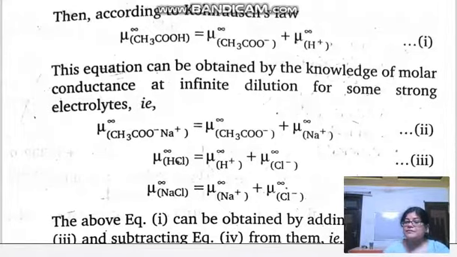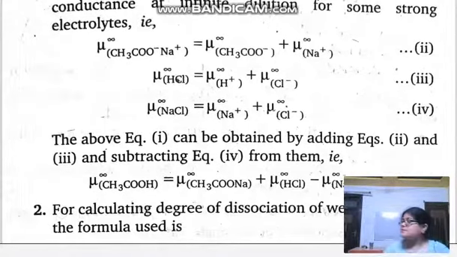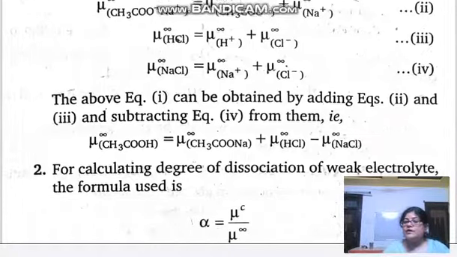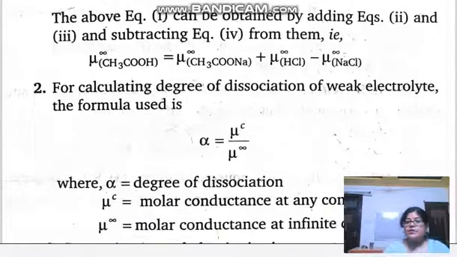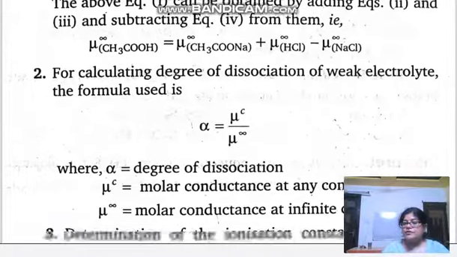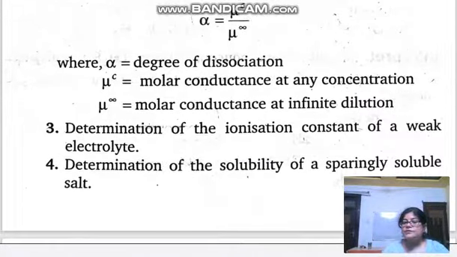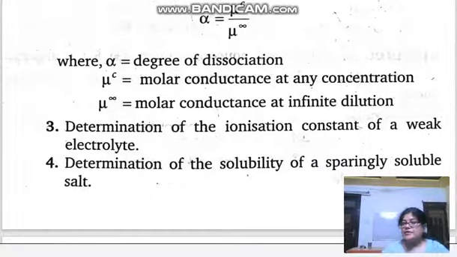Similarly, if we have HCl, we can write it as H plus and Cl minus. If we have another electrolyte NaCl, we write Na plus and Cl minus. So Kohlrausch's law tells us that the total molar conductivity is the sum of both the ions which are dissociated. Now if we have to find the degree of dissociation for weak electrolytes, we use this formula: alpha is the degree of dissociation, the molar conductance at any concentration divided by the molar conductance at infinite dilution. That means when we make the solution infinitely dilute.